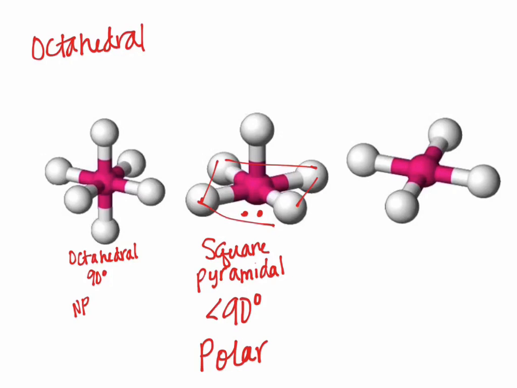The next one, let's remove another atom, and now we've got two sets of lone pairs. We are no longer pyramidal. We are going to be square planar. This goes back to being 90 degrees. And this is one of those ones where it is non-polar, even though it has those lone pair electrons, because they're kind of counteracting each other.